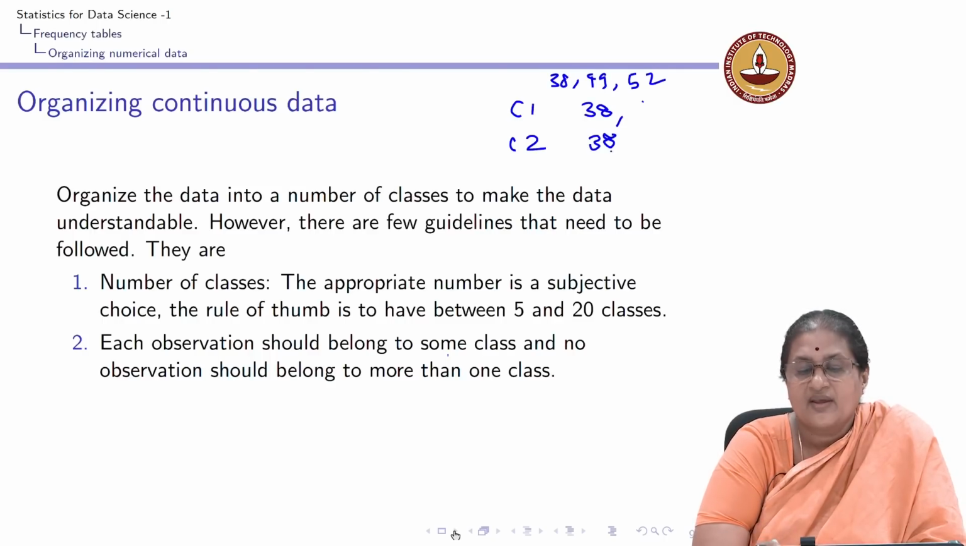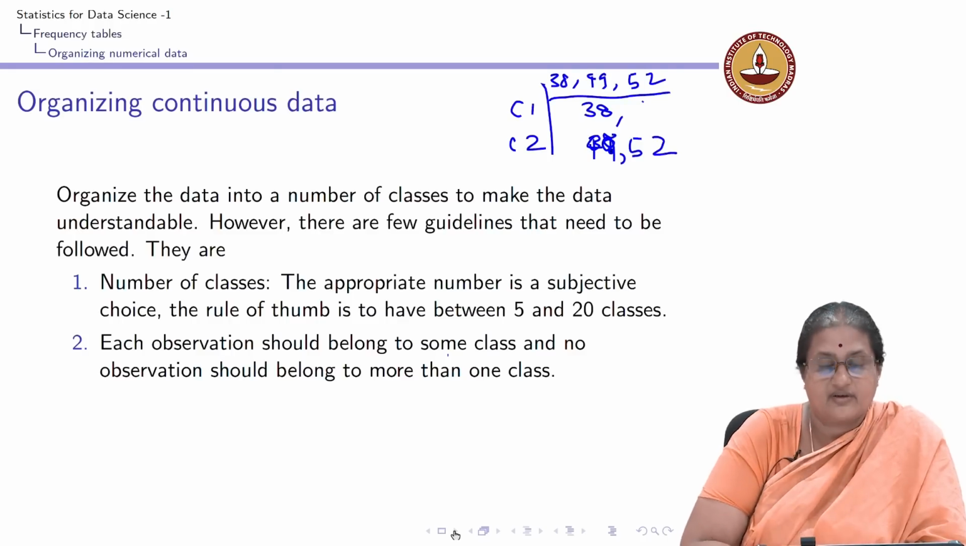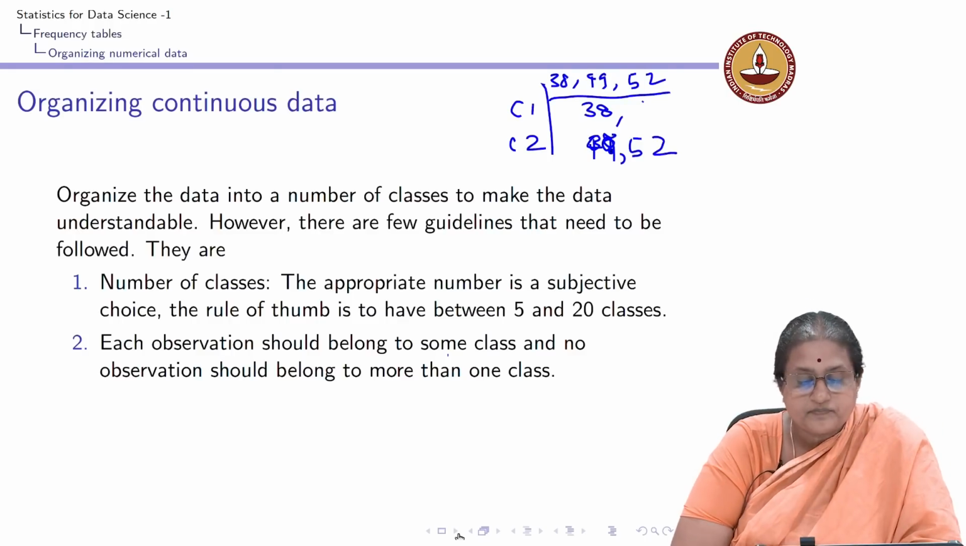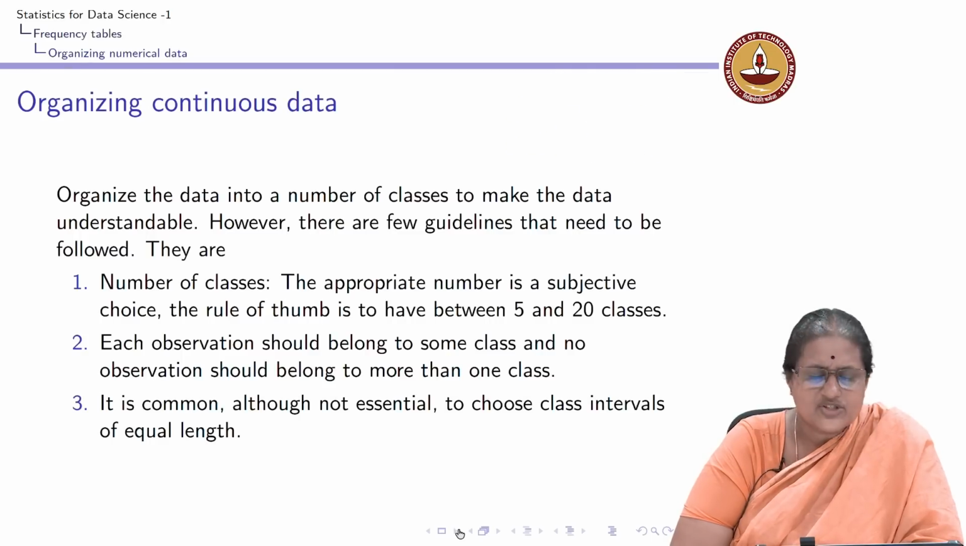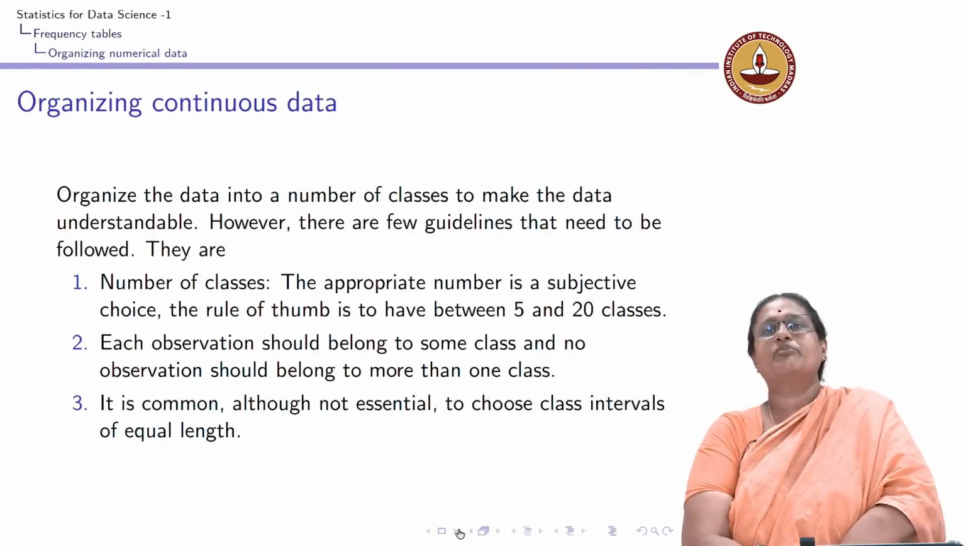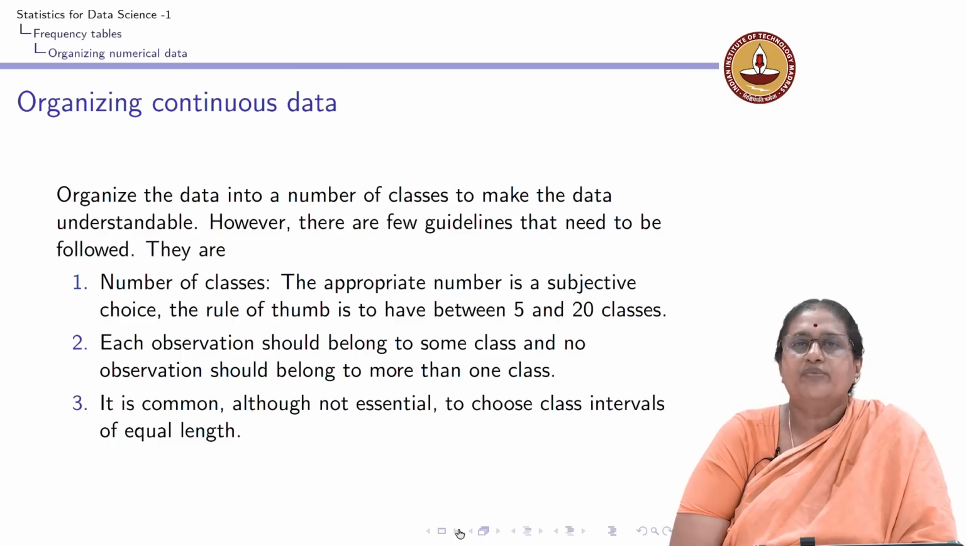So I could have 38 here, and I could have 49 and 52 in the second class. So every observation is in a class I have defined. That's what this means. And it is also common, though it is not essential, but it is a good practice, at least for beginners, to start with class intervals which are of equal length.